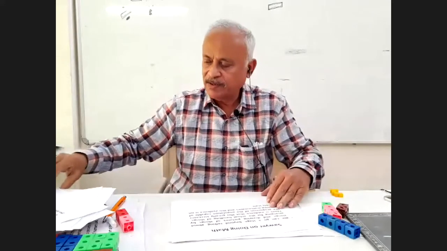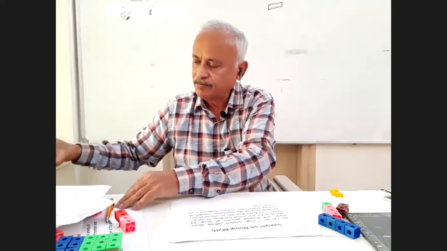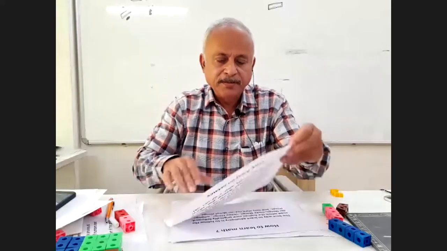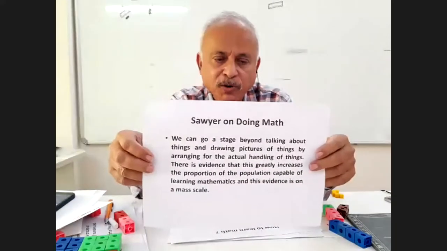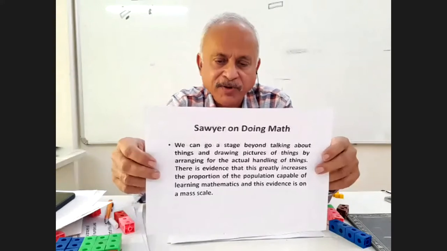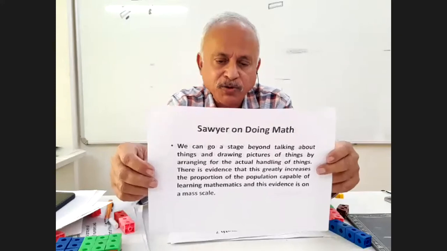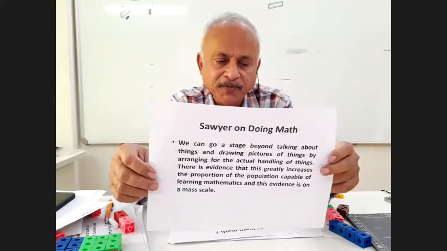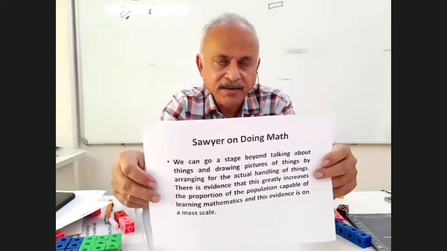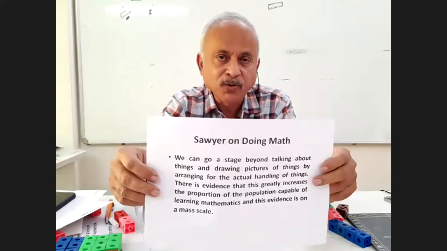This is what Sawyer says about doing math. He says, we can go to a stage beyond talking about things by drawing pictures of things, by arranging for the actual handling of things. There is evidence that this greatly increases the proportion of the population capable of learning mathematics. And this evidence is on a mass scale. Mass scale is important. Without mass scale, no universalization.